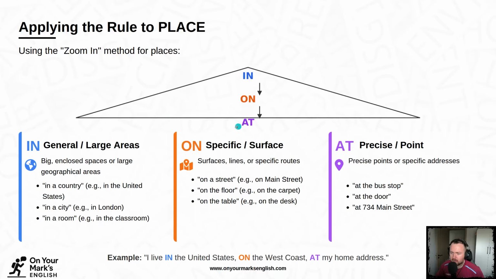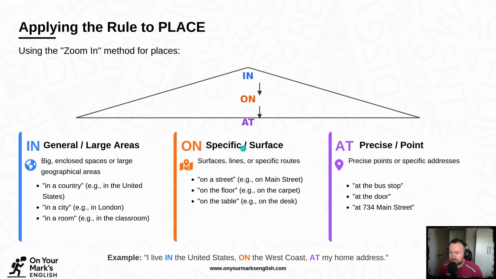Okay, so in, on, and at. We're going to use the zoom in method for places, applying the rule to place. So we can use in for big enclosed spaces or large geographical areas. For example, in a country, in the United States, in China, in Ireland, in the United Kingdom, in a city, in London, in Beijing, in New York, in Dublin, in a room, in the classroom, in the bathroom, in the kitchen, in the office, in the sitting room.